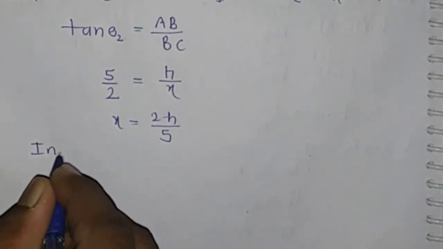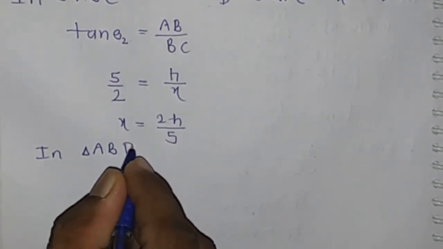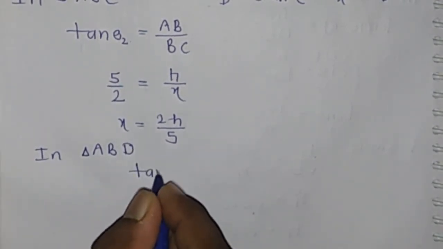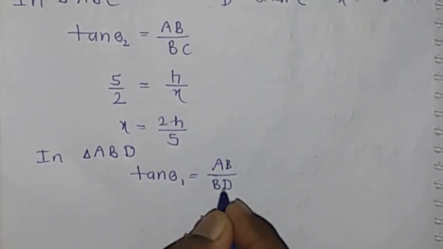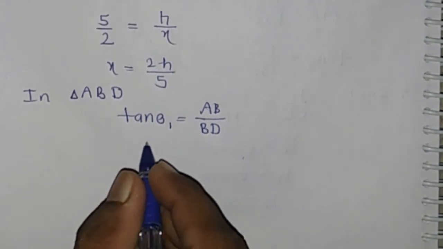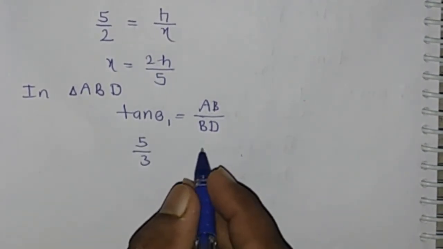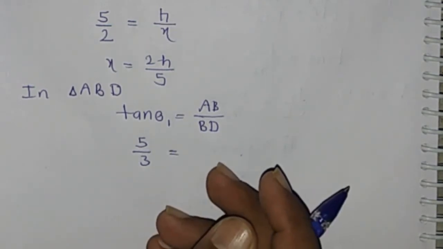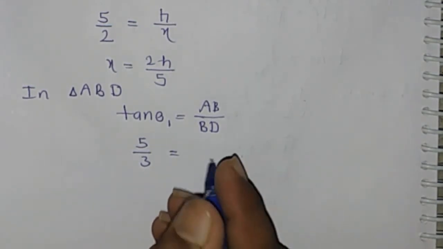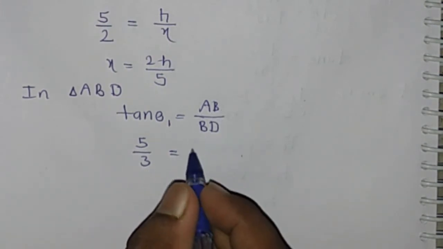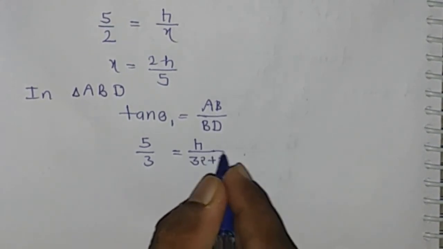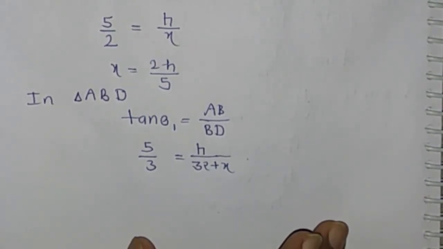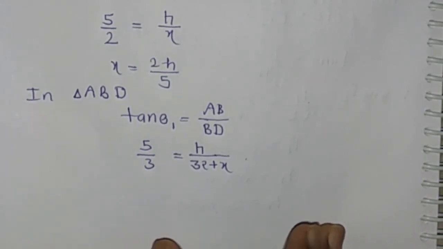Now in triangle ABD, tan theta 1 equals perpendicular upon base. The value of tan theta 1 is given, which is 5/3, and AB is h. The value of BD is 32 plus x, because BD is obtained by adding DC and CB. The value of DC is 32 and CB is x.